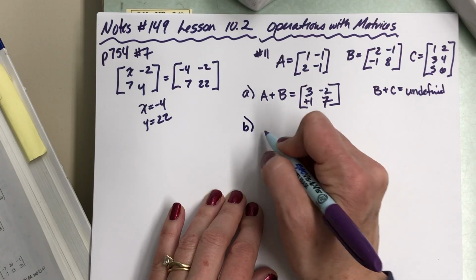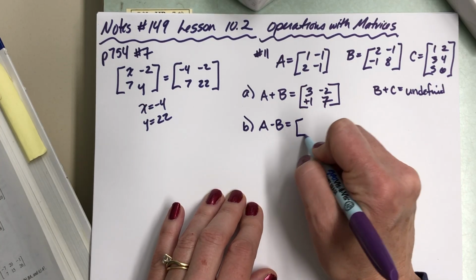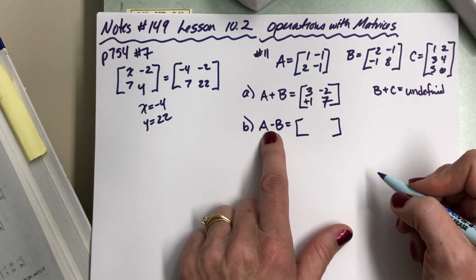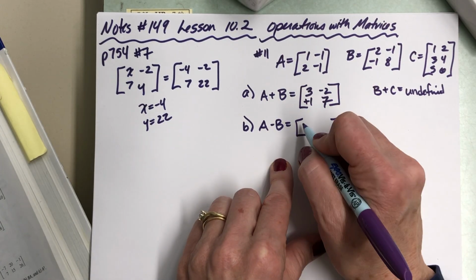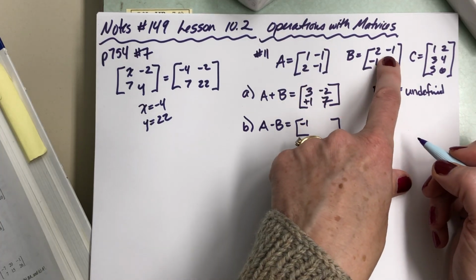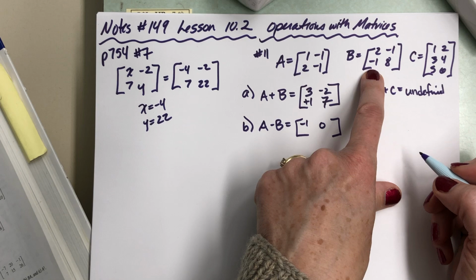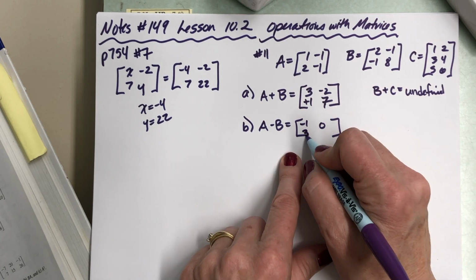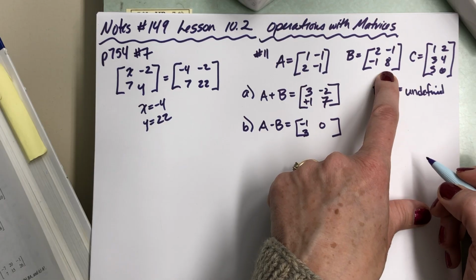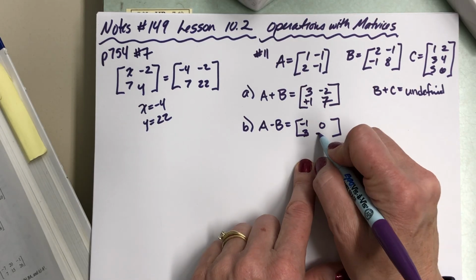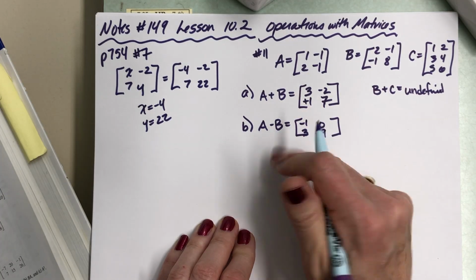The second question Ron asked you is to subtract, A minus B. I should make that a little bigger. So you're going to subtract. So 1 minus 2 gives me -1. -1 minus a -1 gives me a 0. 2 minus a -1 is going to give me 3. And -1 minus 8 is -9.